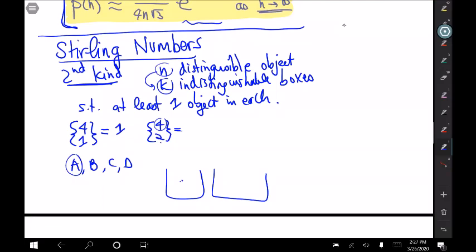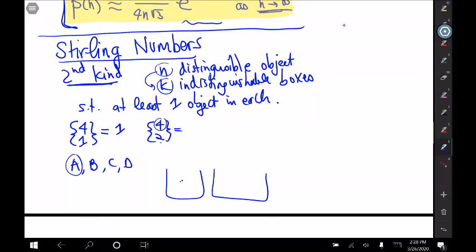Yes, 1 and 3, or 2 and 2. That's pretty much the number of ways to partition 4, right? Well, into 2 pieces, so it's slightly different than the number of ways to partition 4. But the number of ways to split 4 into 2 pieces is either 3 and 1, or 2 and 2.